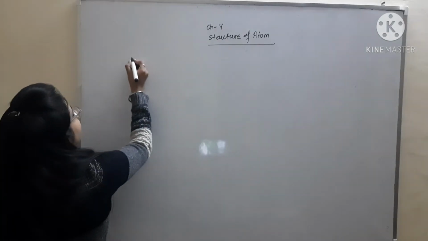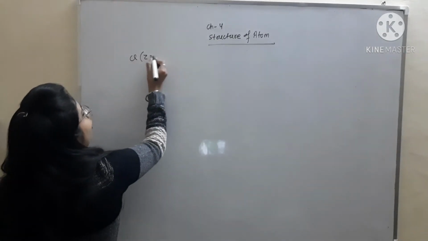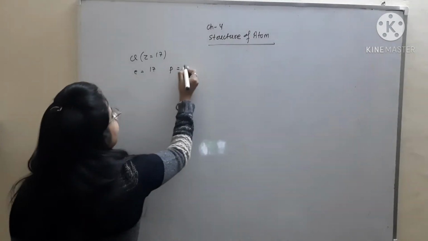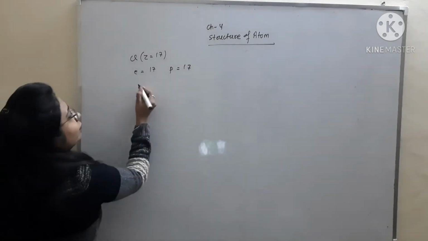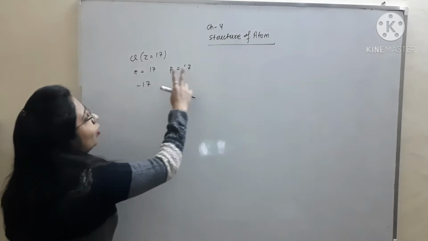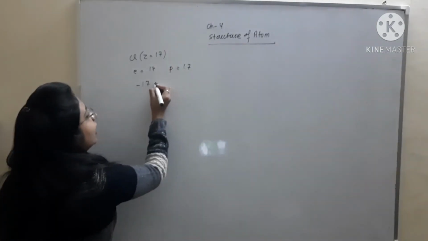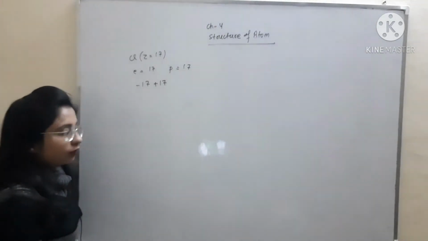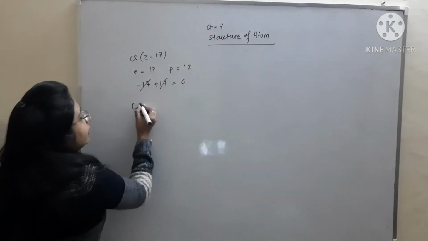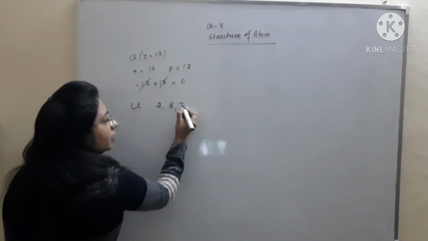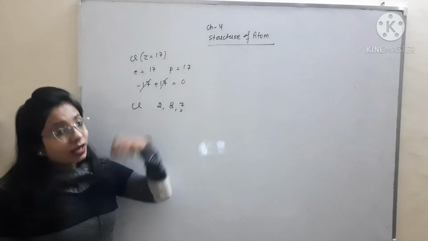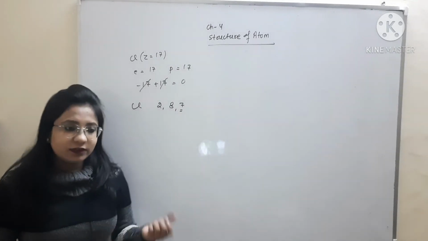Similarly, if we take chlorine, chlorine has atomic number 17. That means it has 17 electrons and 17 protons. Because of 17 electrons, it will have -17 units of charge, and because of 17 protons, it will have +17 units of charge, making the net charge 0. But Cl has configuration 2, 8, 7. It's not at all stable. It has to gain 1 electron in order to attain stability.